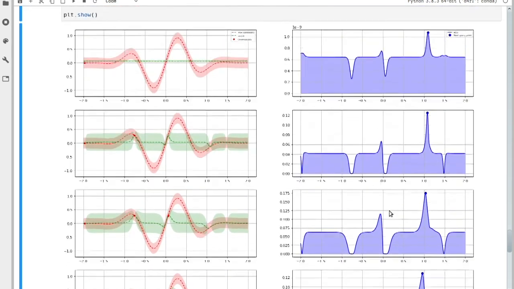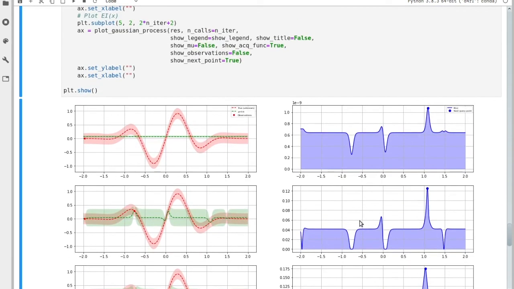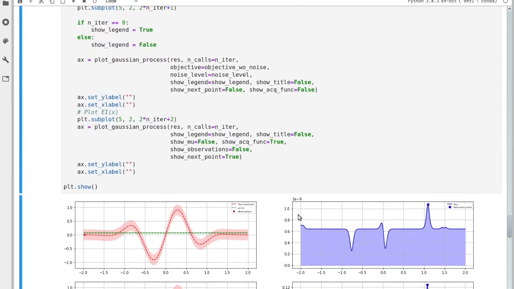So this is just a quick introduction to Bayesian optimization, some of the ideas behind it, and also a very quick usage of scikit-optimize. Maybe in a future video, I'll talk about how we can do some kind of conditional sequential optimization, which is more commonly used in hyperparameter optimization libraries such as hyperopt.